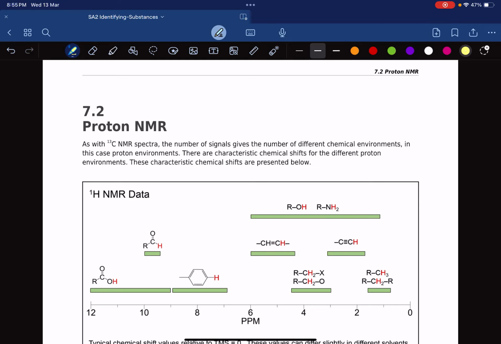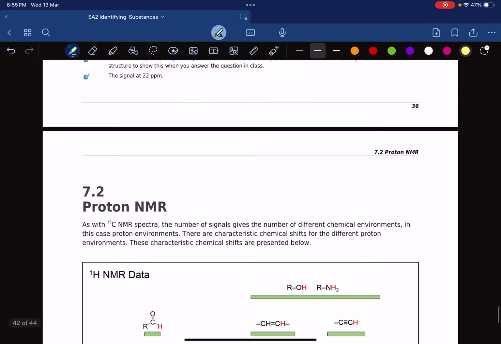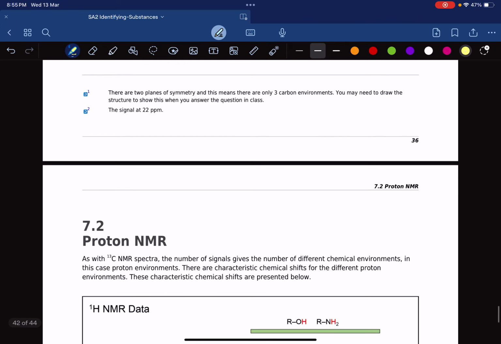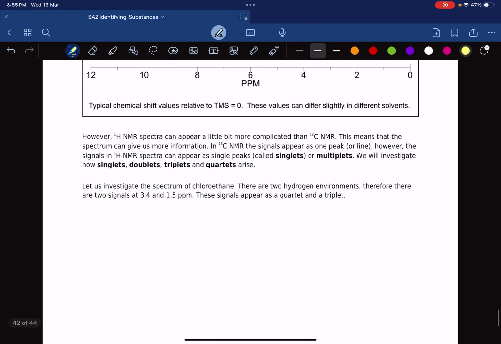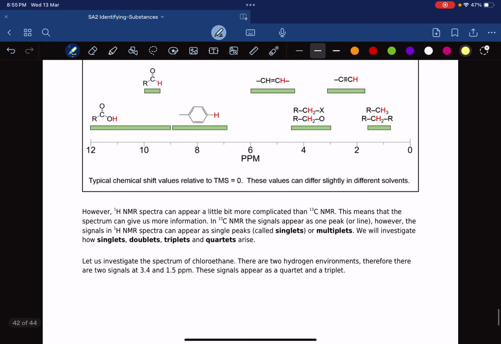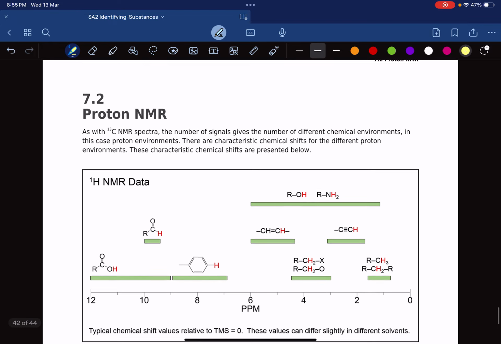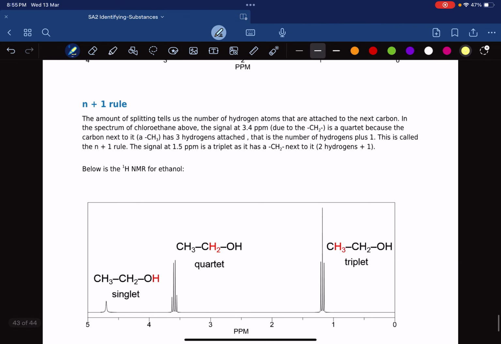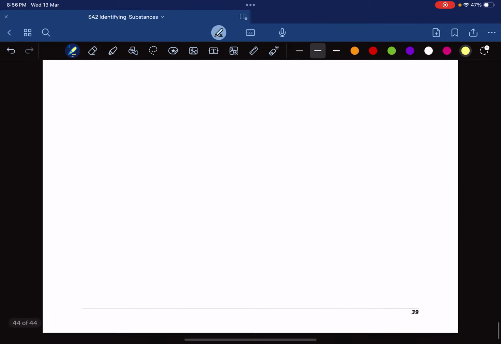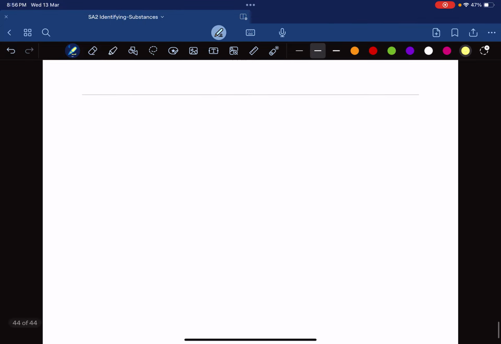Okay, so what we're going to do is talk about proton NMR. In one of my earlier videos, I wanted to talk to you about something called splitting, and the n+1 rule. Splitting and the n+1 rule. I want to explain this to you thoroughly. What does this all mean?